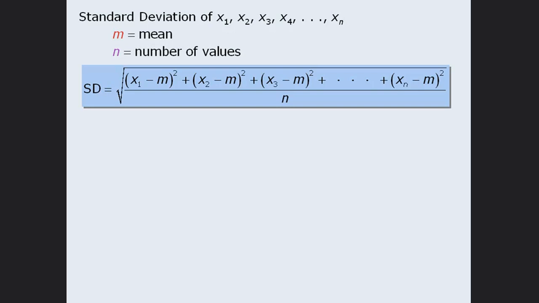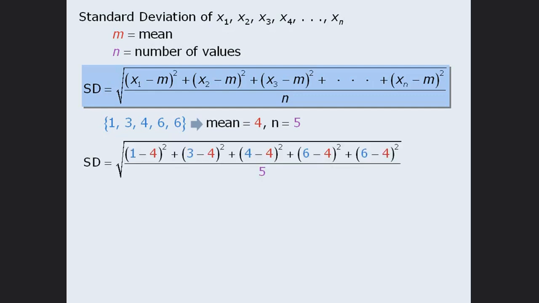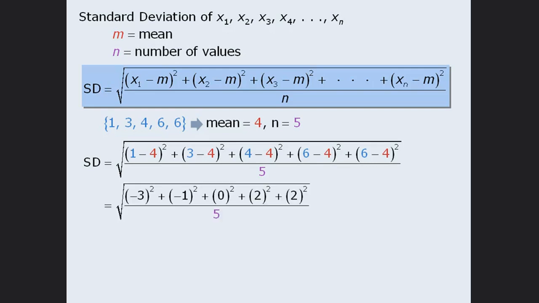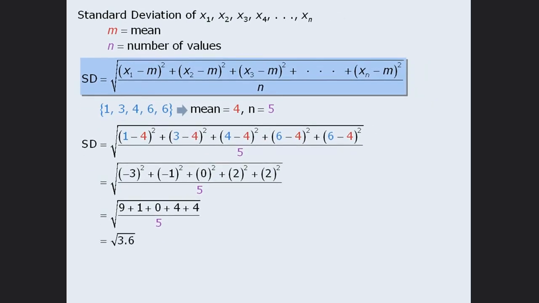So let's use this formula to find the standard deviation of this set of numbers. To do this, we will first calculate the mean, which is 4, and we can see that n, the number of values in the set, is equal to 5. When we plug these values into the formula, we get the following. From here we can simplify the information in the brackets, and then we'll square each of these values. This simplifies to be the square root of 3.6, which equals approximately 1.9. So the standard deviation of this set of numbers is 1.9.